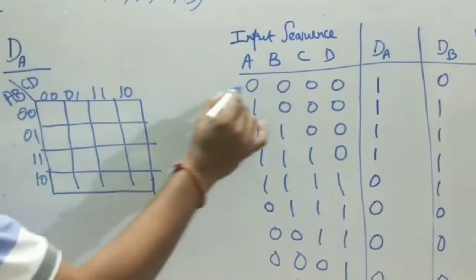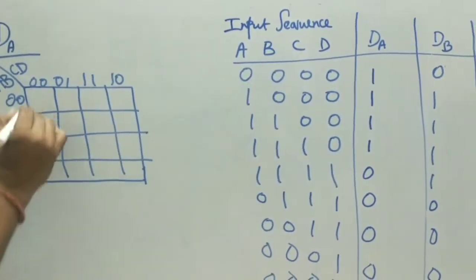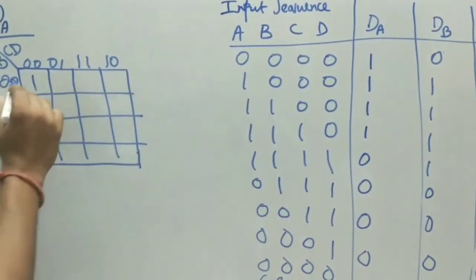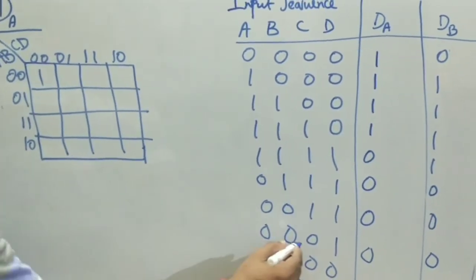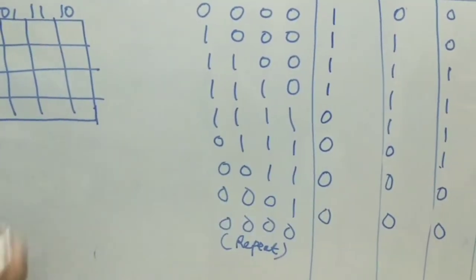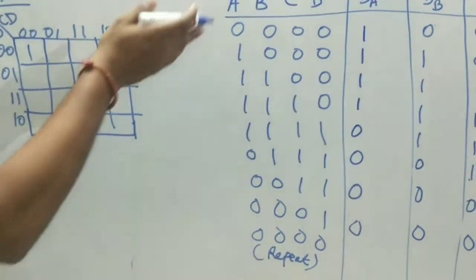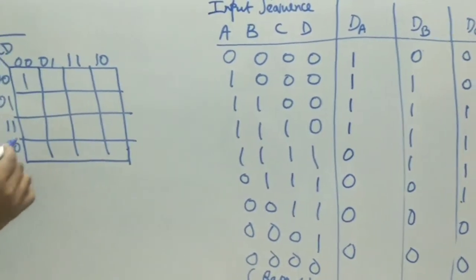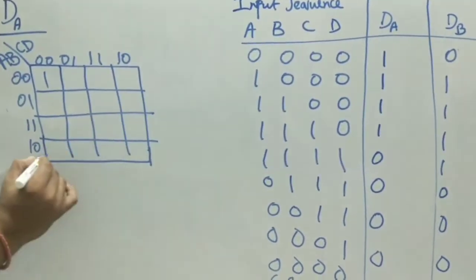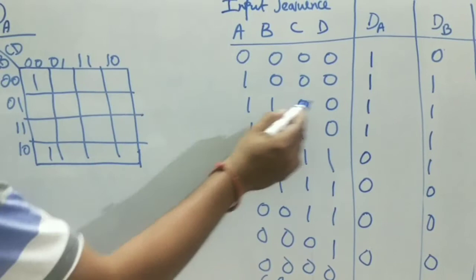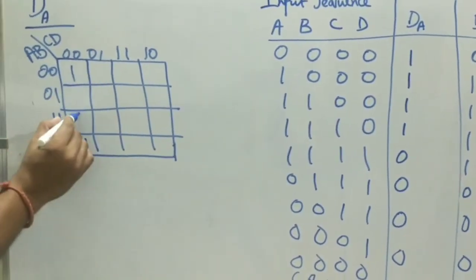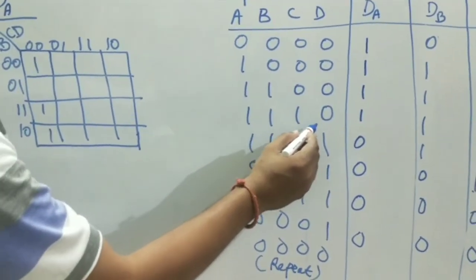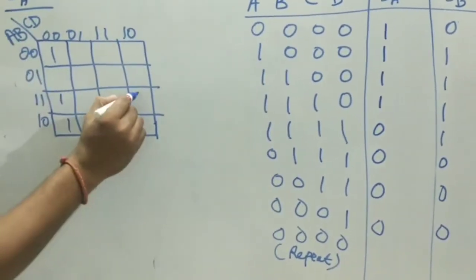So 0000 gives 1. Then 0001 is coming, which gives 0, so we won't plot it; otherwise we'll go by the sequence. What is the next value? 1000 is 1, here. Then 1100 is 1. Then 1110 is 1.